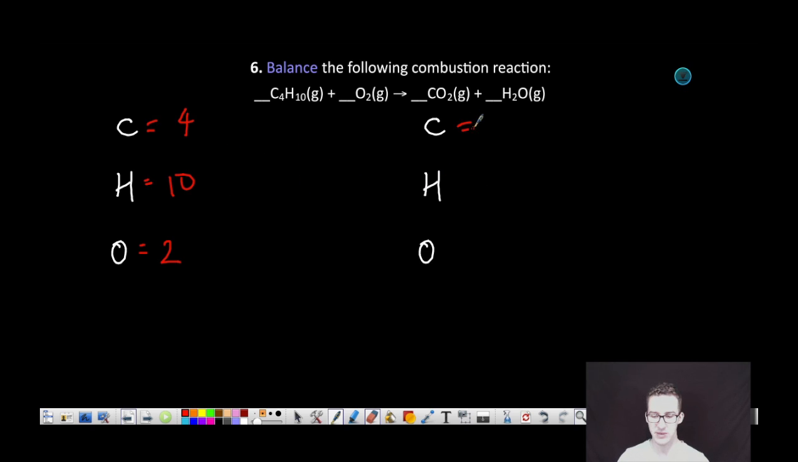On the product side, we've got 1, 2, and 3 respectively. As you take a look, you try to balance this. Remember, you want to save hydrogen and oxygen for last. We don't have any metals here to balance first, so we're going to go to carbon next.